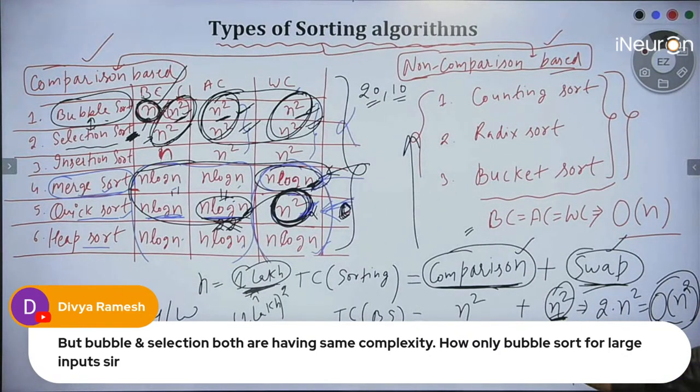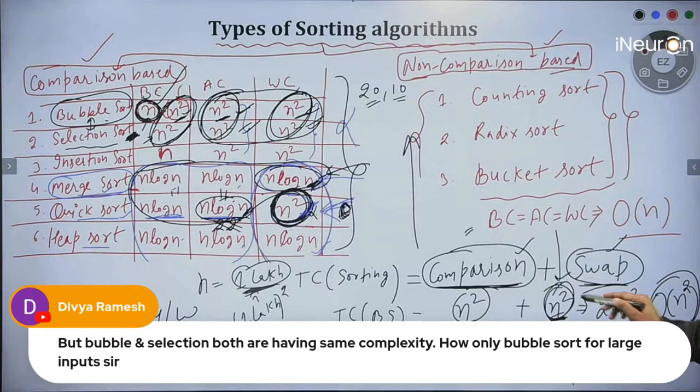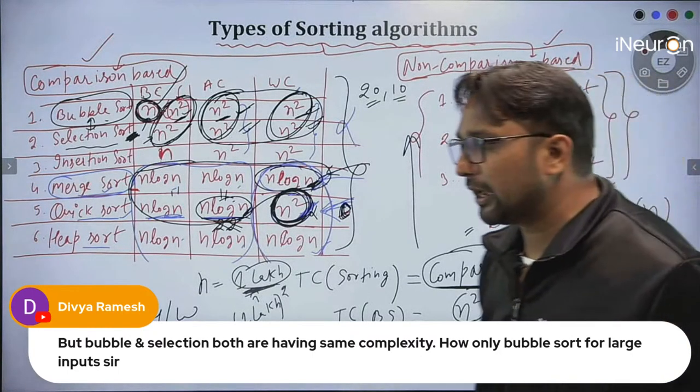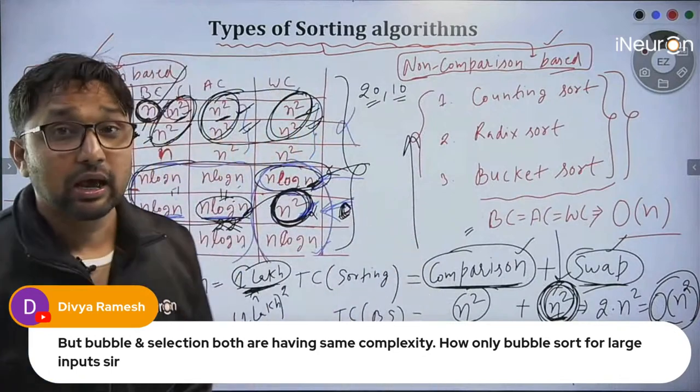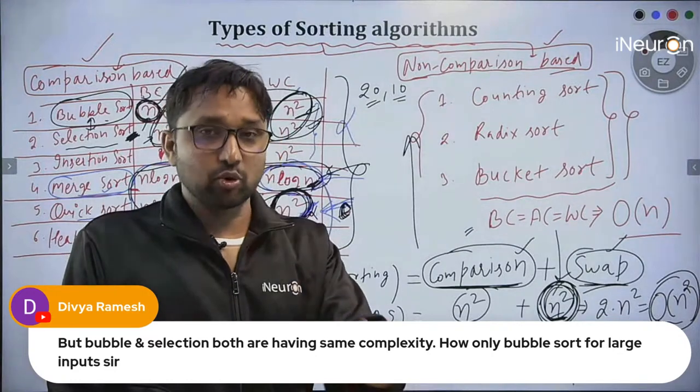I'm not going into the proof of how this is taking n swaps, how this is taking n square swaps. Right now I'm telling you the solution directly. You just take it and you can tell immediately: if you are not looking asymptotically, bubble sort will behave worst. The reason is the number of swaps is more here as compared to this one. Why am I not going into more detail right now? Because I want to cover all the important points about the sorting techniques.